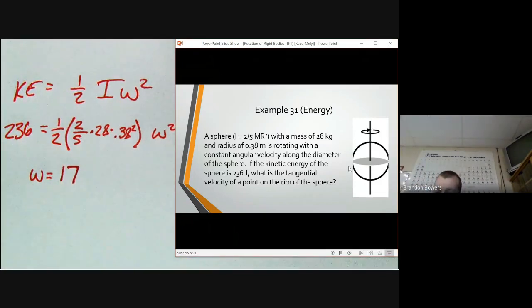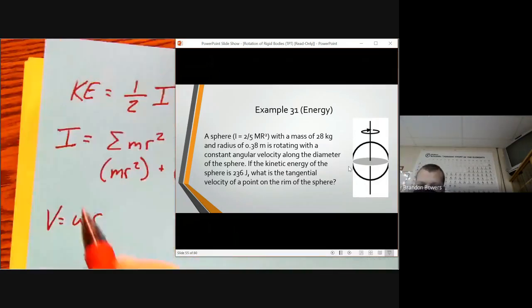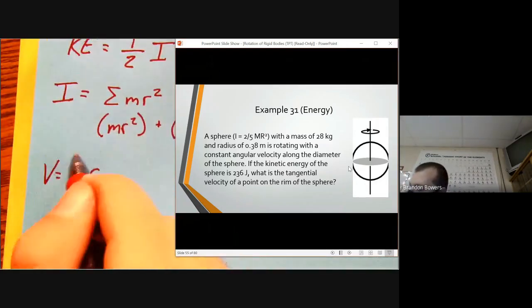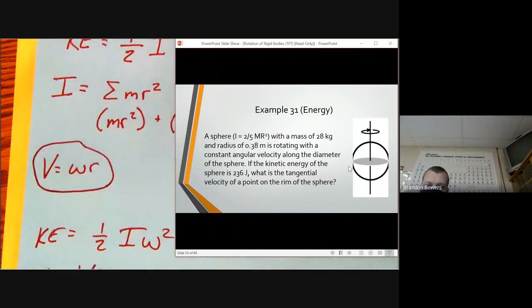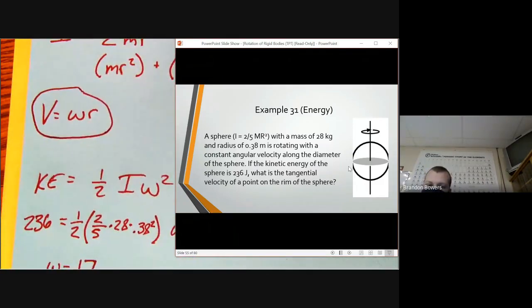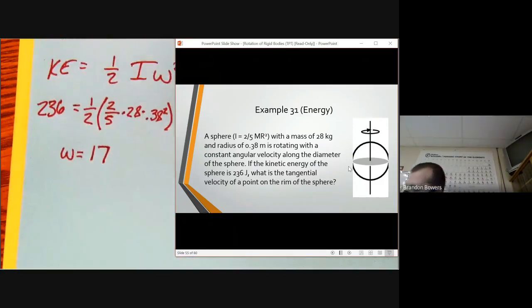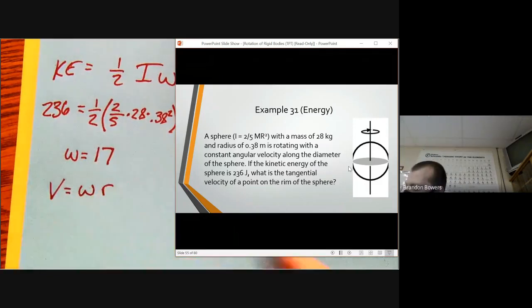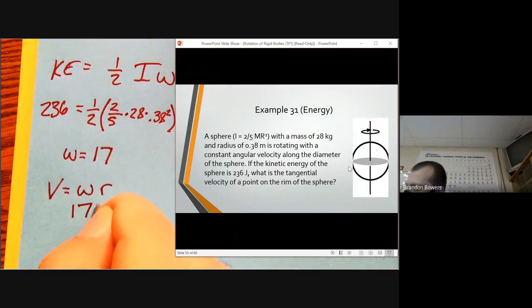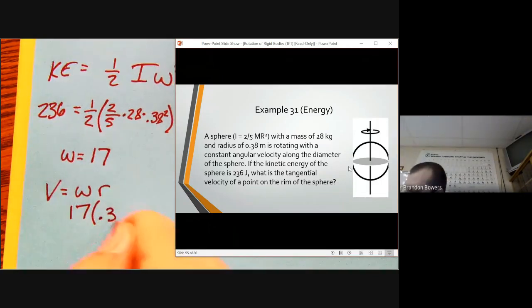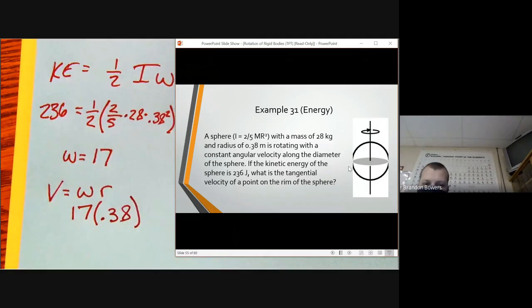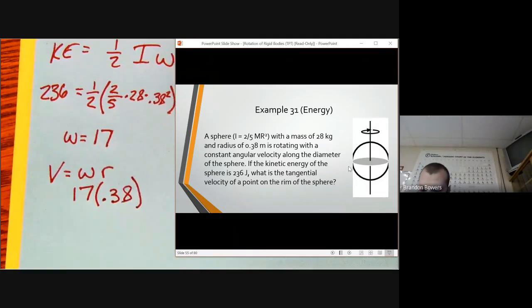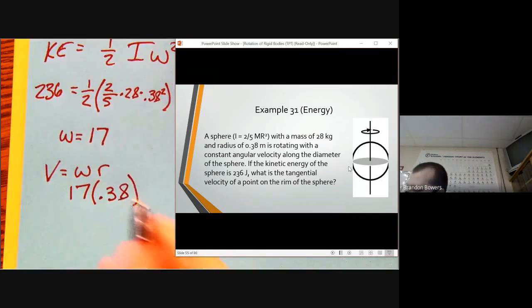All right, we have to solve for the tangential velocity. So remember, tangential velocity is right here. That's the equation I'm going to use. V is equal to omega r. So omega is 17. R, my radius, was 0.38. So what's my tangential velocity? 6.5?